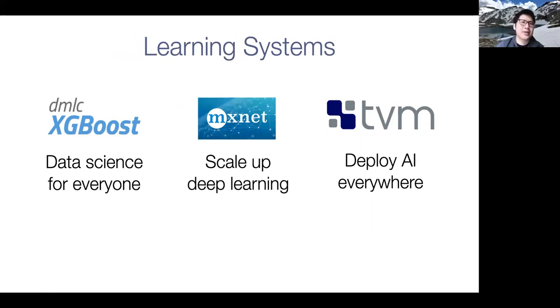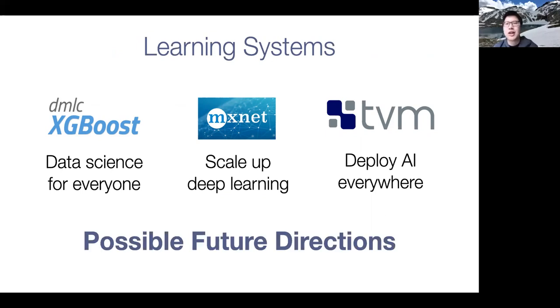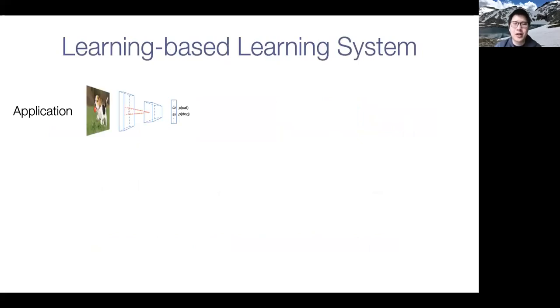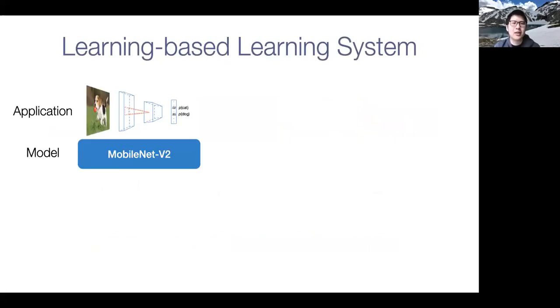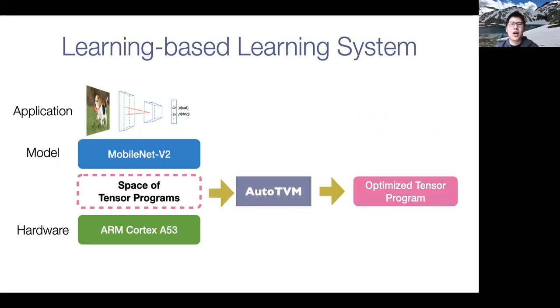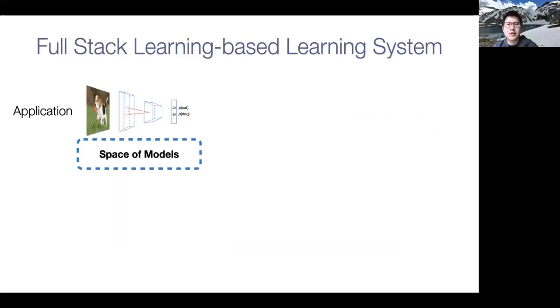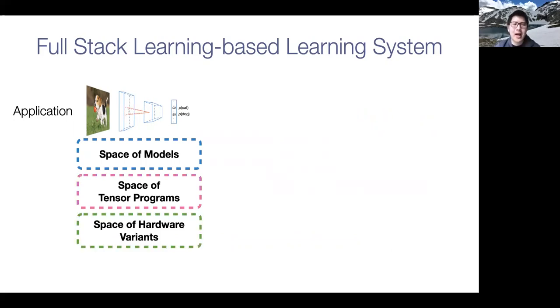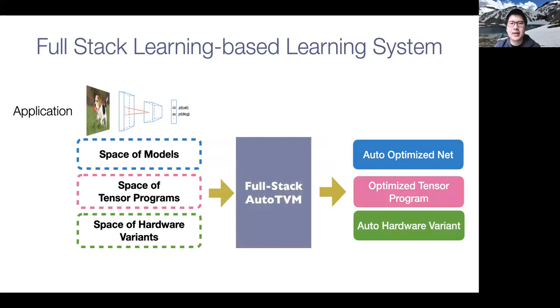So far I've talked about 3 systems: XGBoost, MXNet, and TVM. I'm going to spend maybe the last 5 minutes talking about potential future directions that we can work on. First of all, if you look at TVM so far, what we really do is we have a specified model and hardware backend. The goal of AutoTVM is to define a search space of tensor programs, and we'll try to give you an optimized program for that particular model and hardware backend. On the other hand, we can broaden the search space so that we can build a much more full stack approach that defines a search space on model, program, and hardware variant, so that we can jointly optimize these 3 variants to give you a combination of model, program, and hardware together.